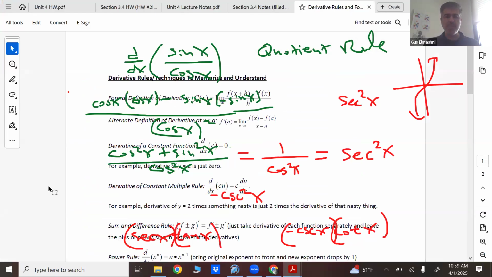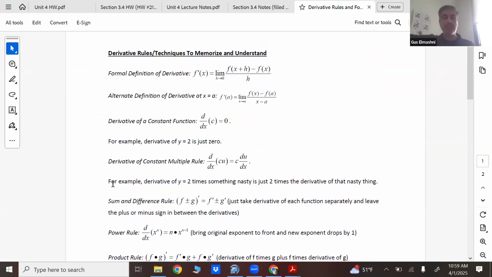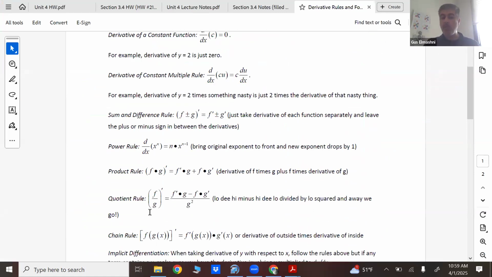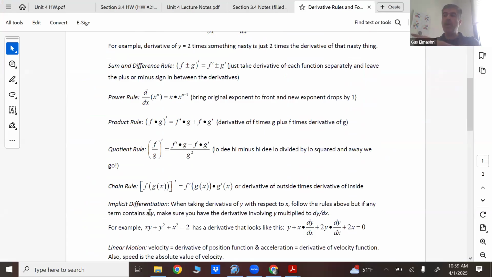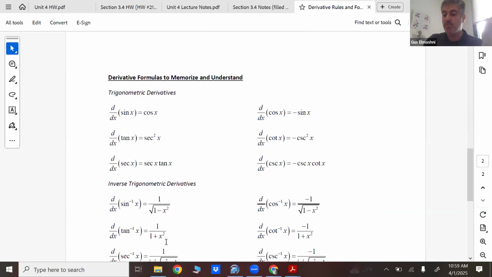You can't use it on a test, but it helps you study: the formal definition of the derivative, the alternative definition, derivative of a constant, constant multiple, sum and difference rule, power rule, product rule, quotient rule. We'll do chain rule. Actually, there's going to be a video on chain rule on Thursday. I won't be here. Mrs. Sue will be your sub, and she'll have you watch a video on chain rule, and then she'll help you if you're stuck. But you have that. All the trig stuff's right here.